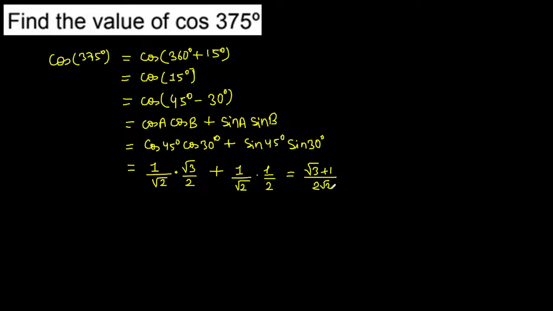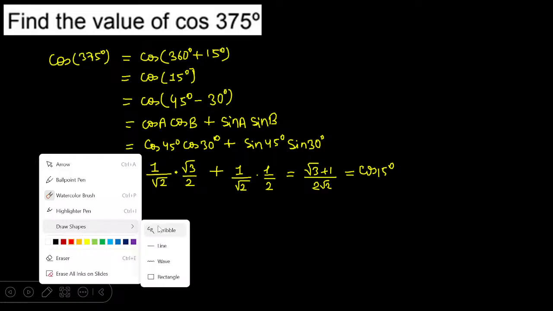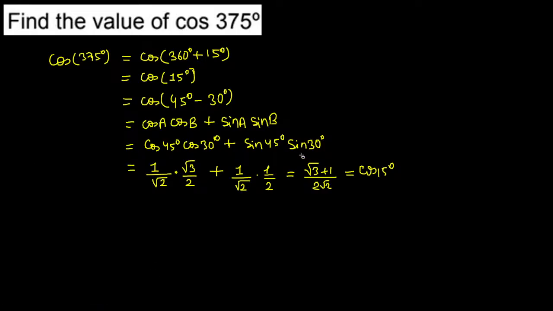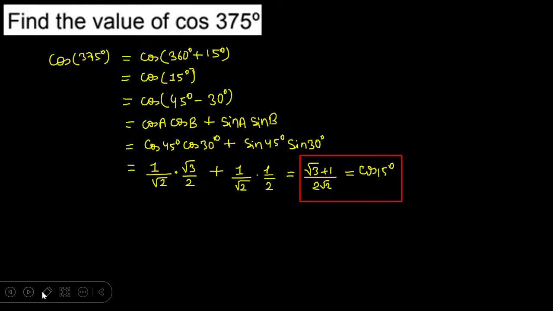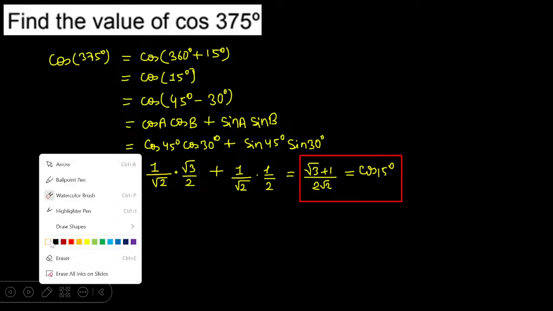In further classes we will tell you that there are a few values that we have to remember. We can say that cos 15 degree is (root 3 plus 1) by 2 root 2. We should be remembering this value, okay? Right now I showed you the proof, but we should remember it. I think we got it. Yes, our work is to remember it.